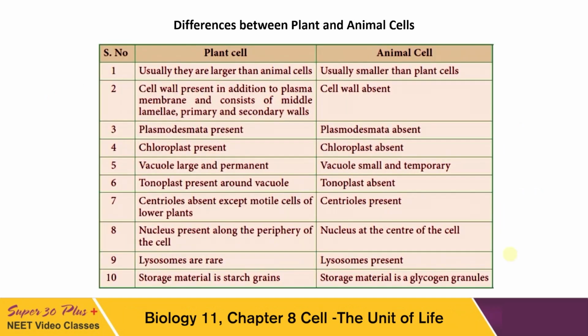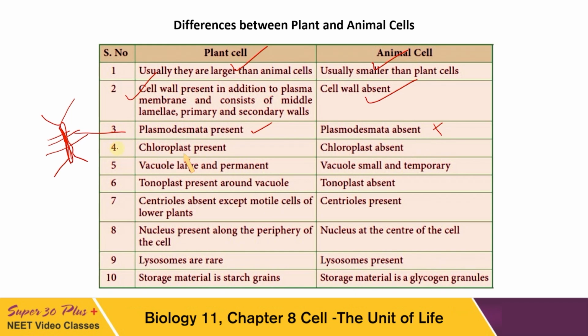Okay. Now we have the same comparison here. In the plant cell, usually cells are larger; in animal cells they are smaller. A cell wall is present in addition to the plasma membrane, and it consists of the middle lamella and the primary and secondary cell wall. In the animal cell the cell wall is absent. Plasmodesmata are present in plant cells. This is one cell and this is the other cell, and this is the middle lamella; the cytoplasmic connections between adjacent cells are known as plasmodesmata. In animal cells plasmodesmata are absent.